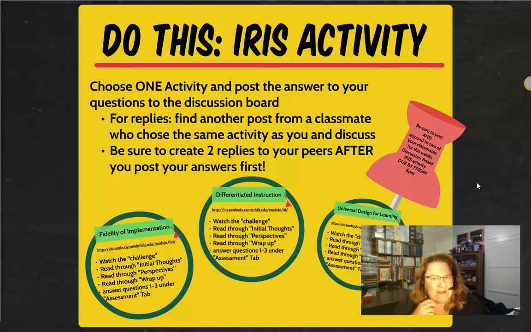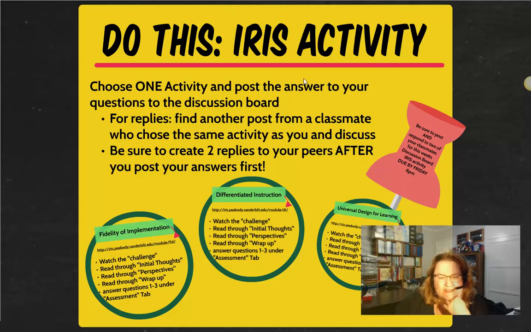Now, this is the IRIS activity for the discussion board. So this time I did it a little bit different. You can choose one of these circles, one of them, okay, and follow the instructions. I did put that in the discussion board as well, but this is exactly the same, okay? So if you're interested in differentiated instruction or universal design or fidelity of implementation, pick one of those, okay?